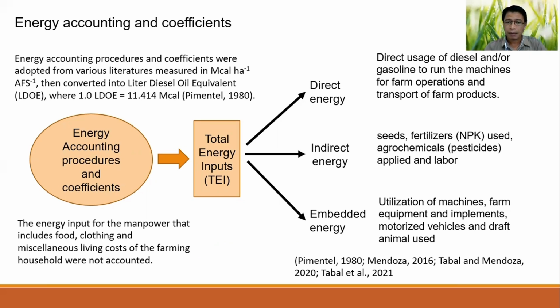And finally, embedded energy is on the utilization of machines, farm equipment and implements, motorized vehicles, and draft animal use during farm operation. While the energy input for the manpower that includes food, clothing, and miscellaneous living costs of the farming household were not accounted.